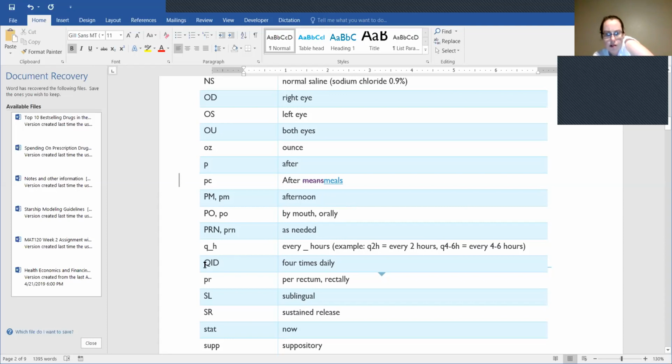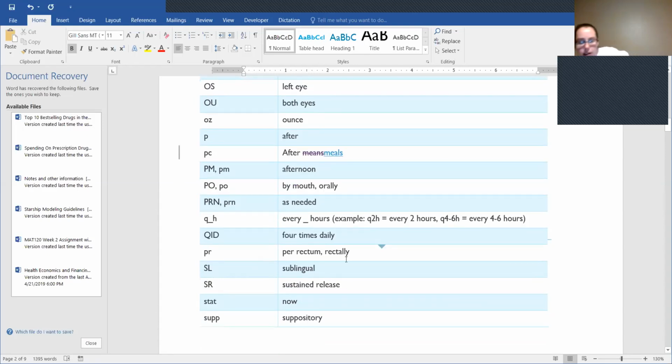So here we have QID, 4 times a day. This is what we tell our patients: take it 4 times a day. You get to pick when. Obviously you don't want them to take all 4 of them at once and say, well, I took 4 of them one after the other, so it was 4 times. But the idea is to space it out. But with people's sleep schedules, 4 times a day could be almost anything.